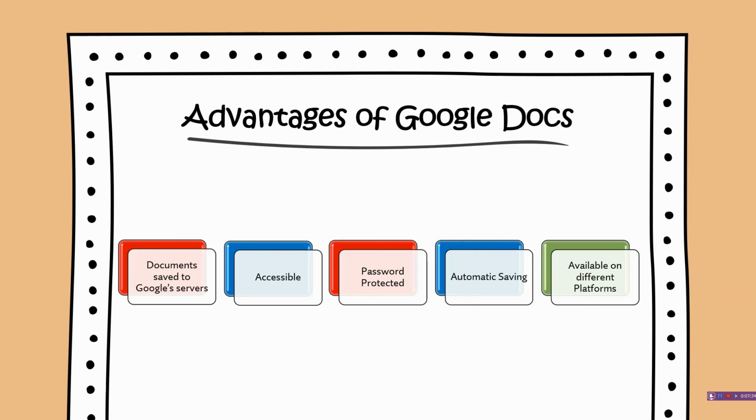Next is available on different platforms. Documents can be shared, opened and edited by multiple users at the same time with other account users. Okay? And Google offers one of the best services for cloud computing document sharing. So this is available on different platforms.